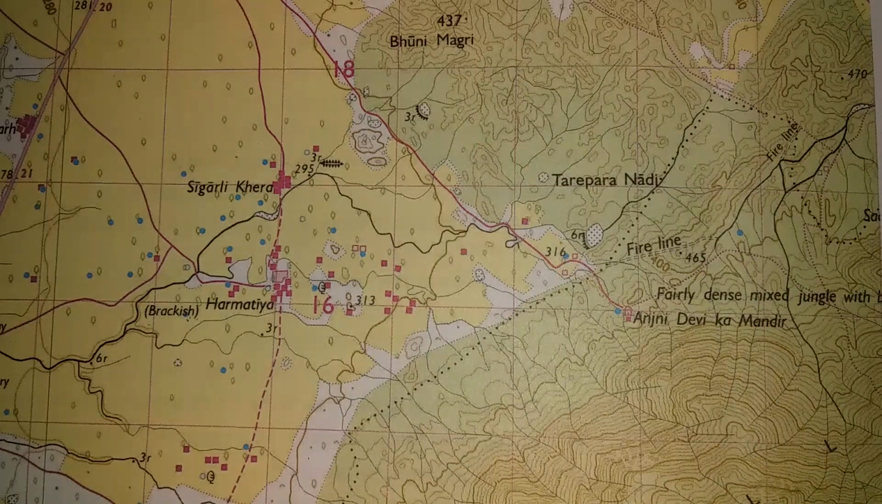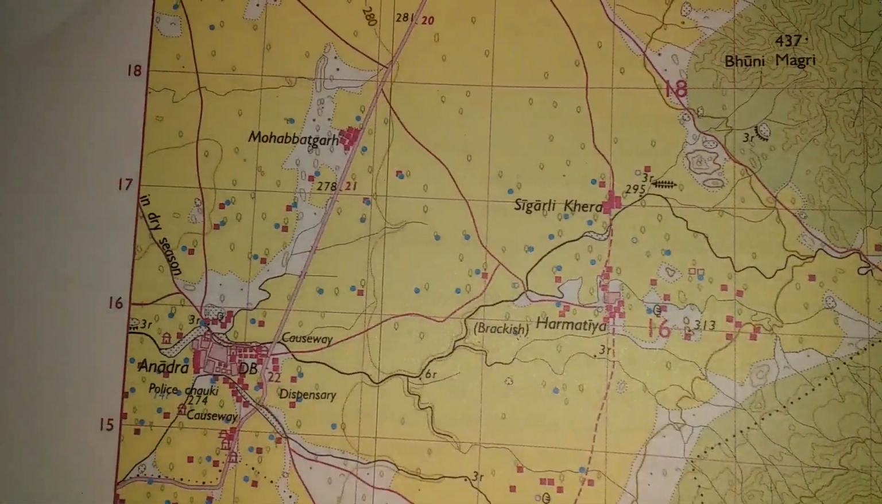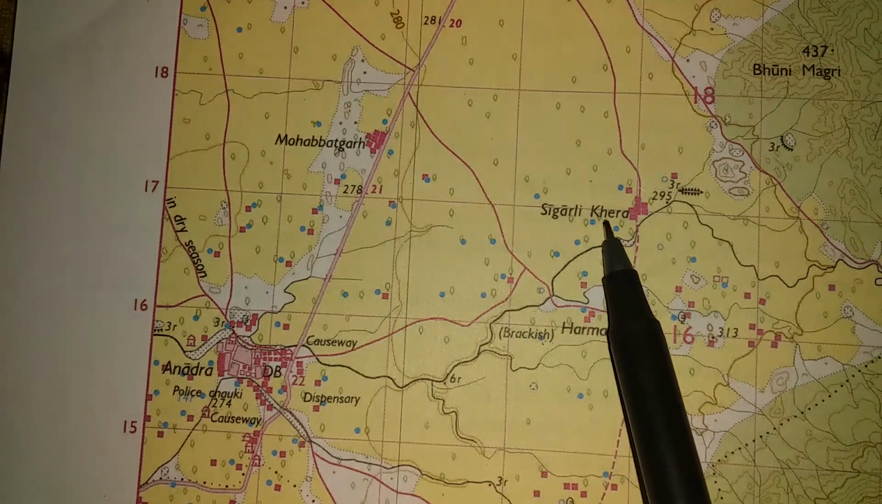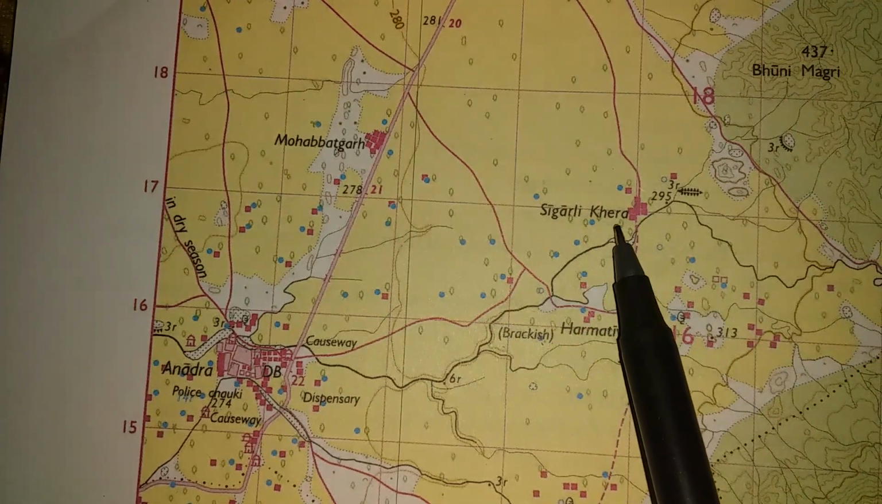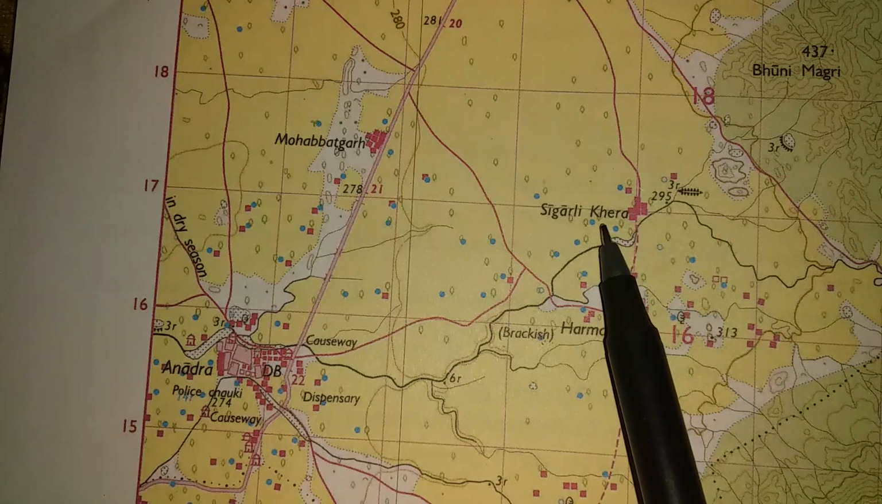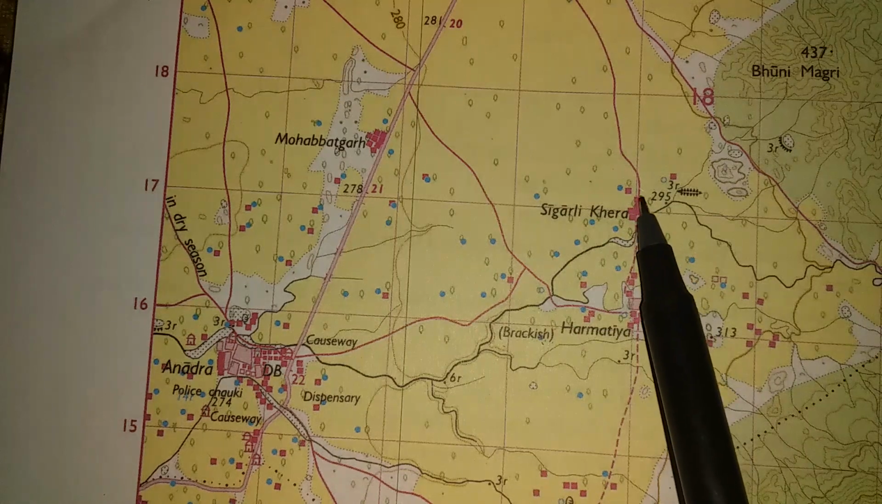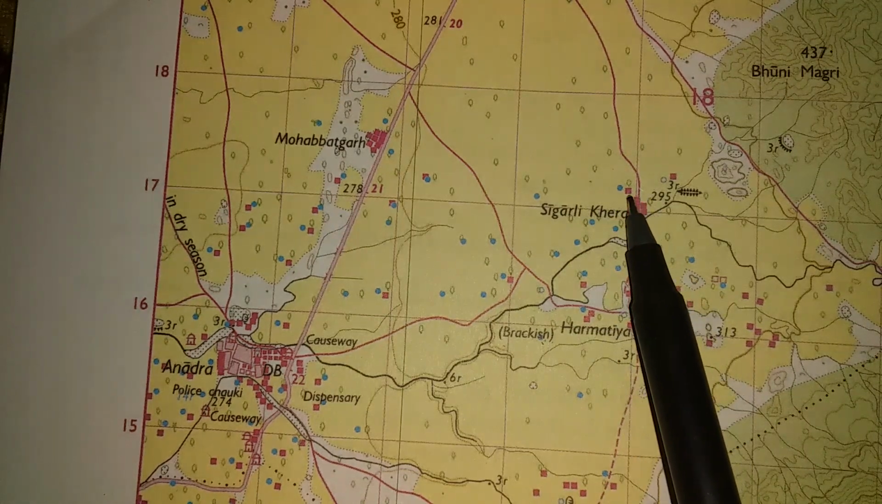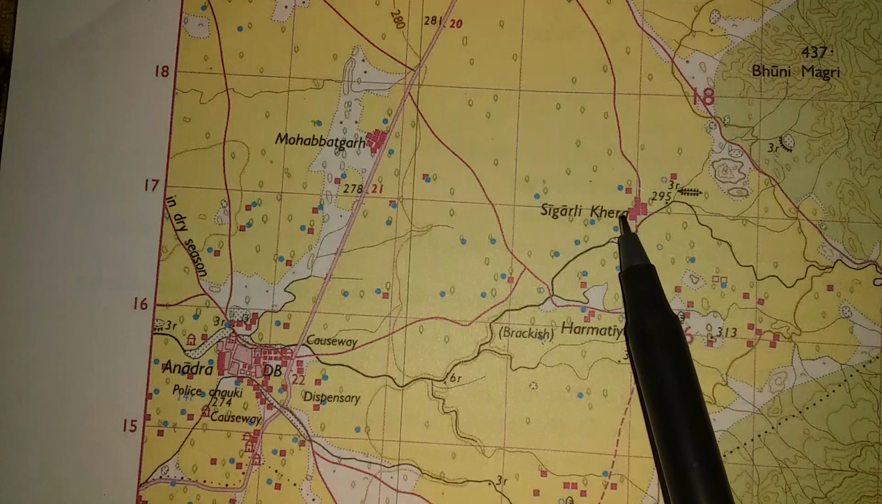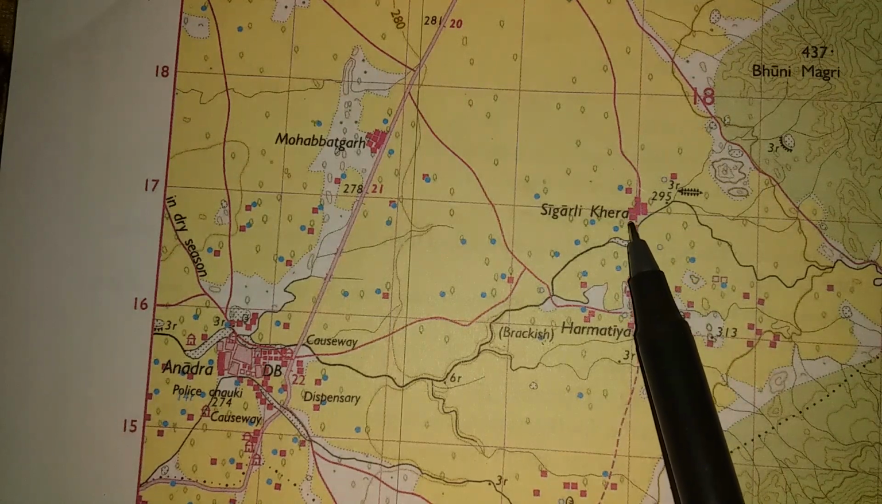Then we come across another word called khera. It is written Sigarli khera. So wherever you come across this word khera, it means it is a village where brick kilns are there. So brick making is an important occupation of the people living in this settlement.